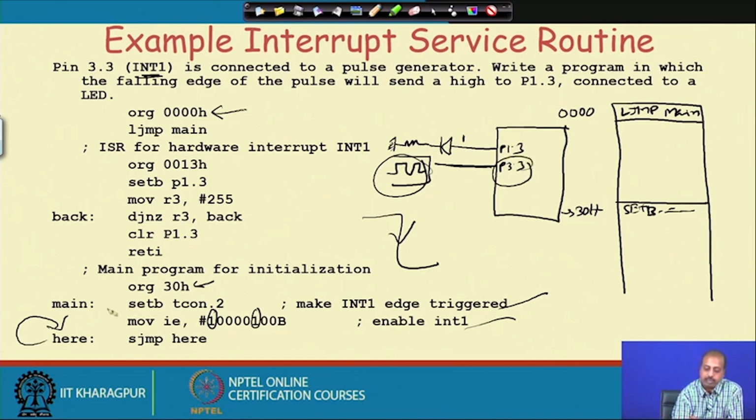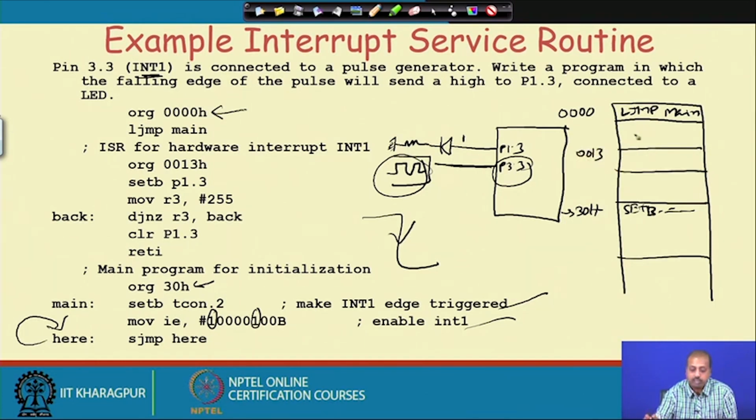On getting this interrupt, since it is INT1, the processor will automatically jump to the address 0013. So, 0013 is somewhere here. This is the address 0013. There I will have all these instructions, that is SETB P1.3. So, this instruction will be there, and it will be starting from this point.